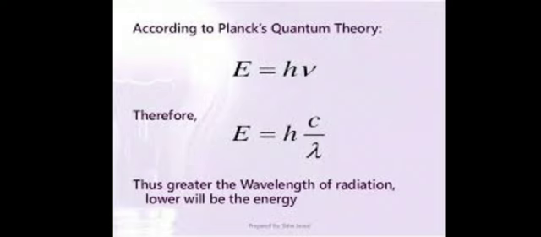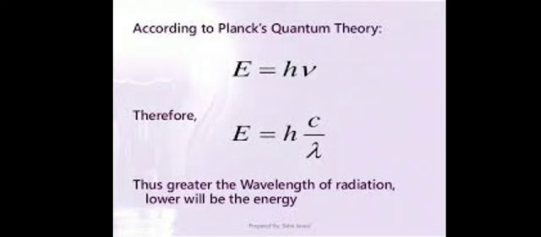So according to Planck's quantum theory, the energy emitted will be equal to hν. h is the Planck's constant, ν is the frequency. If you add one more relation you know about ν, that was c = νλ.